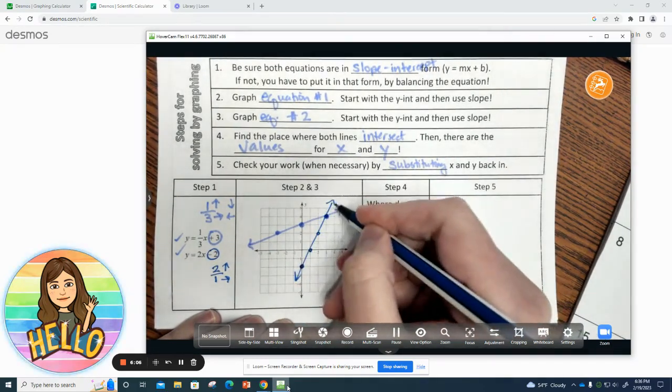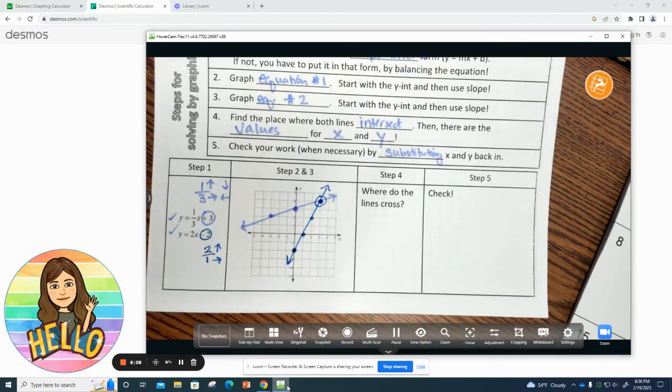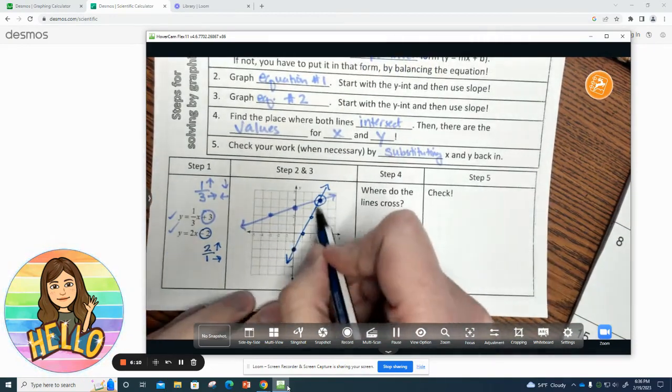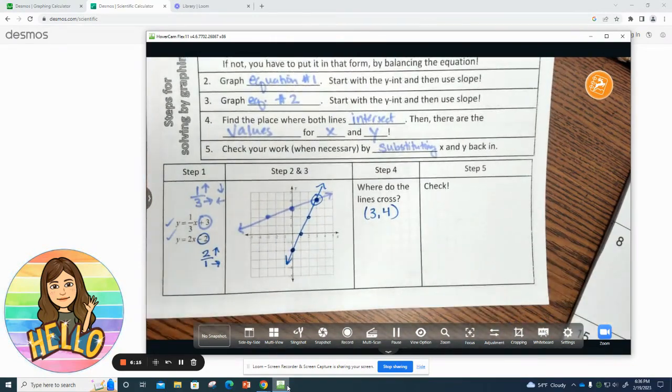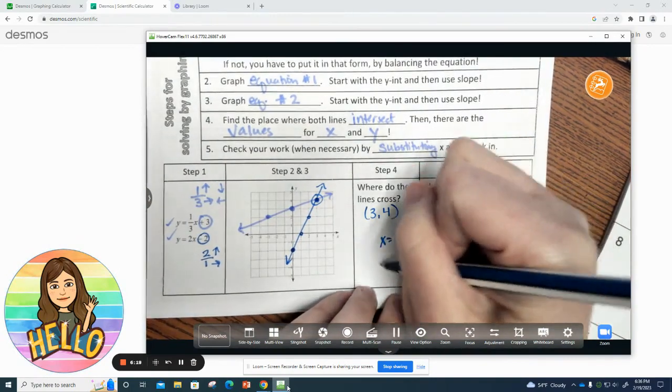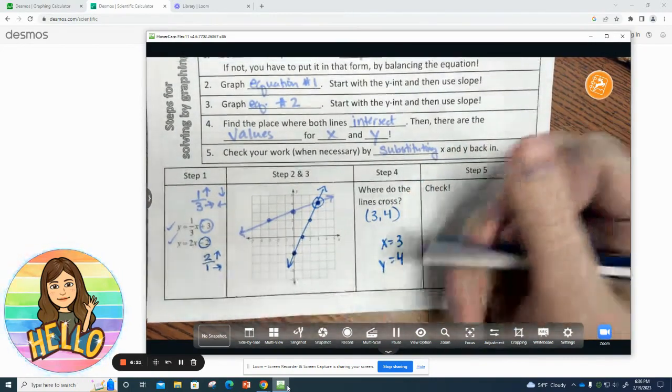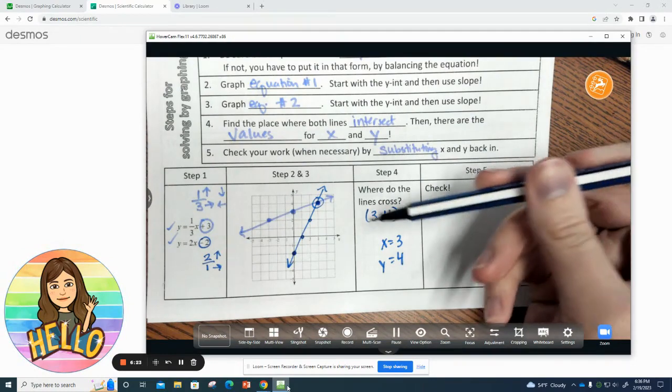Aha! I found where they intersect. These intersect at 3, 4. So now I know my answer. I know that x is 3, y is 4 for both of these equations.